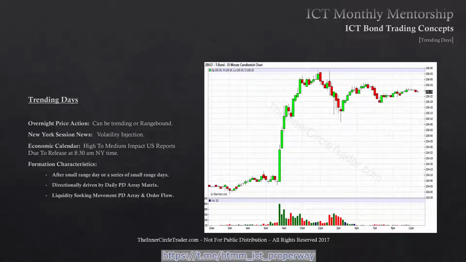And formation characteristics are generally trending days or large range expansion days are seen typically after small range days or a series of small range days. They're directionally driven by the daily PD array matrix, and they are liquidity seeking movement, PD array, and order flow based. So what am I saying here?